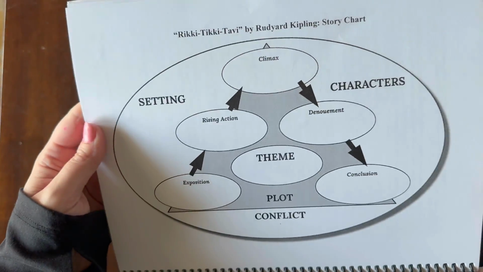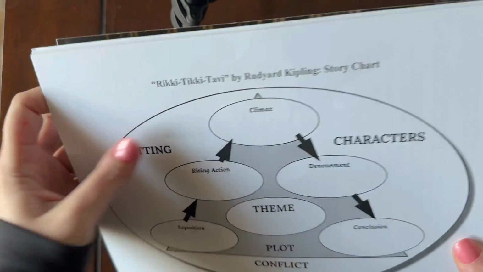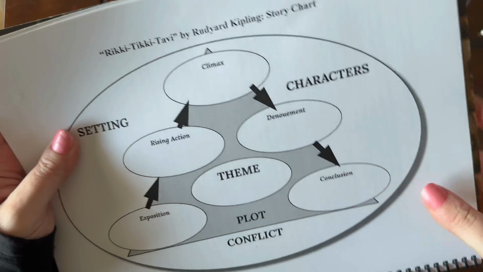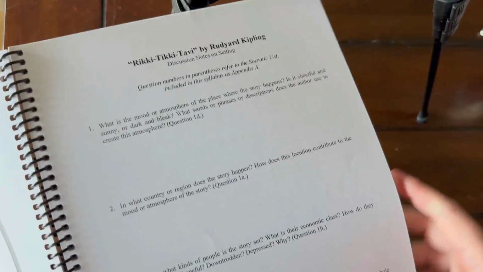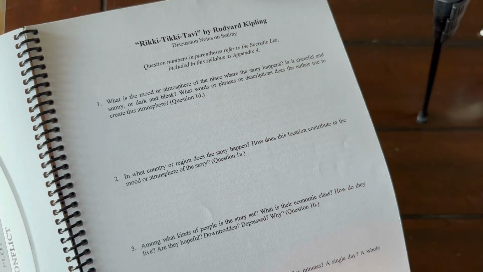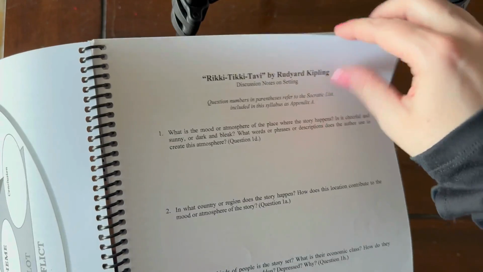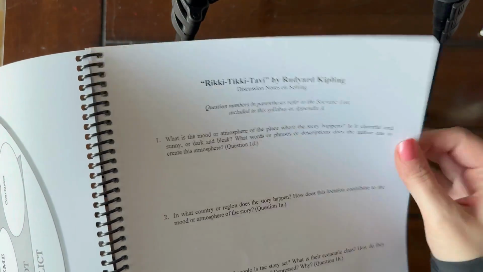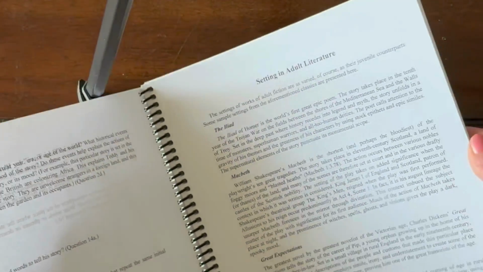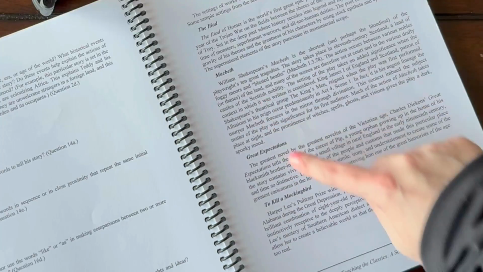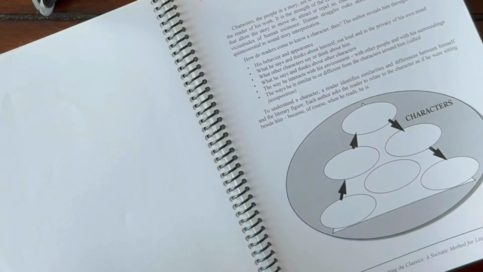There's the bigger chart with all the things, and you could attempt to start talking about the climax and the conclusion and the theme and all that. But Andrew Andrews goes over all of that. And then here are the questions that he's also going to go over in the DVD. Again, you could attempt to do that on your own first and see how you do, and then he'll go over. So yeah, and then there are some examples, the settings in adult literature. So from the Iliad, from Macbeth, from Great Expectations, from To Kill a Mockingbird, some settings examples.